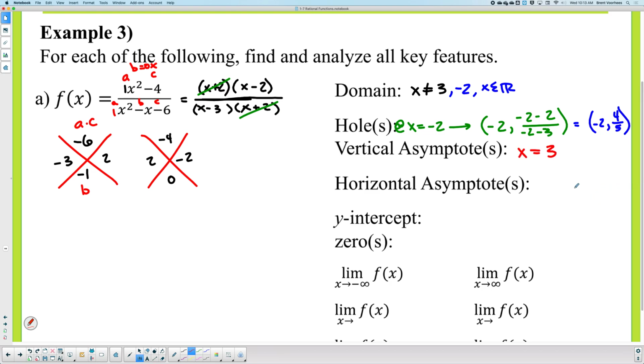How'd you get the vertical asymptote? It's any factor in the denominator that remains. Yeah, so you see how we have an x minus 3 here? So that 0 would be 3. That's where the graph would be undefined. So here in a second, we'll draw this thing.